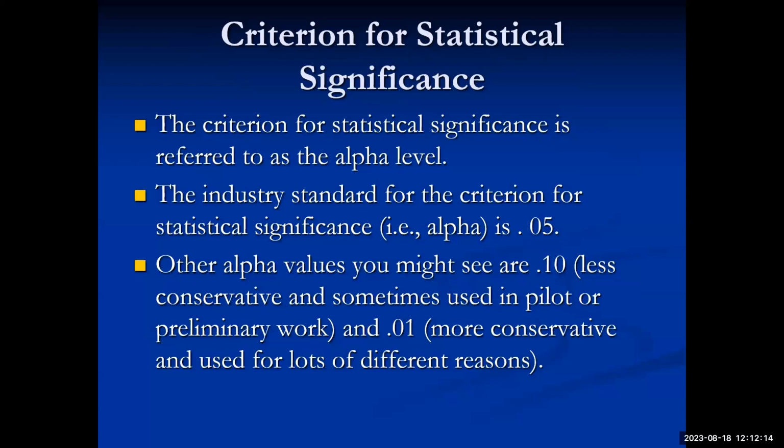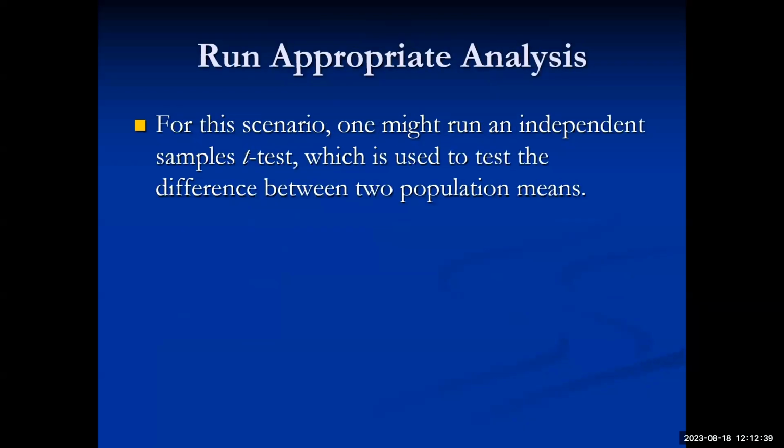Next, we're going to talk about the criterion for statistical significance, aka alpha level. The industry standard for alpha is 0.05. You might see less conservative alpha levels of 0.10 that are used in preliminary or pilot work. You might also see more conservative alpha levels of 0.01 or 0.001, and those more conservative levels are used for lots of different reasons.